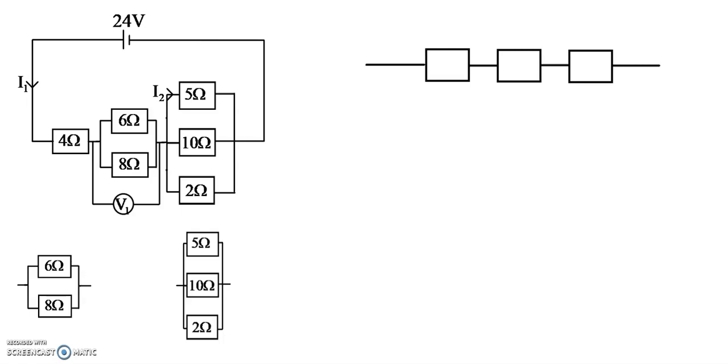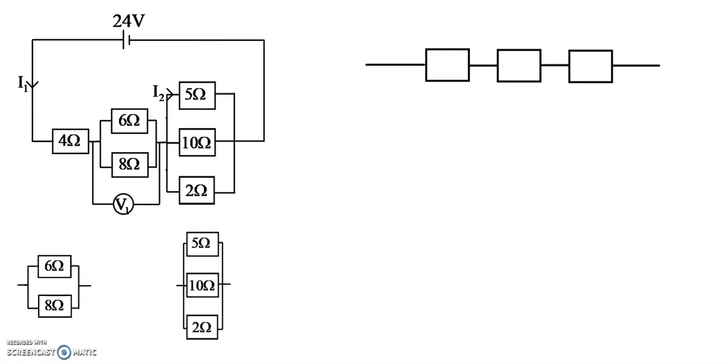In this video we have an electrical circuit where the cell has a potential difference of 24 volts. There is a 4 ohm resistor in series with 2 resistors in parallel, which are in turn in series with 3 resistors in parallel. The tasks are to calculate the current I1, the voltage V1, the current I2 and the EMF of the cell, given that its internal resistance is 0.8 ohms.